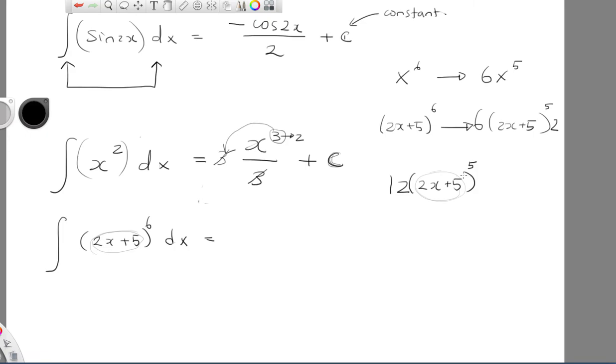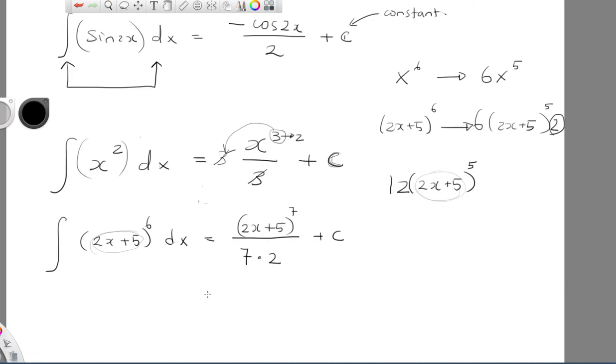But in integration, we just do the opposite. Instead of multiplying by 2, we just divide by 2, okay? So take a look. This one goes 2x plus 5 to the power of 7, and you have to divide by 7. That's just part of the rule. And then there's 2 here, so you just put 2 under, okay? And that's everything. And then you have to put c there.